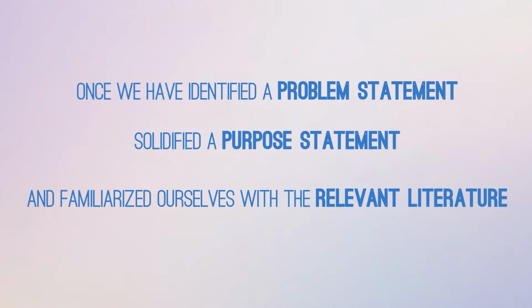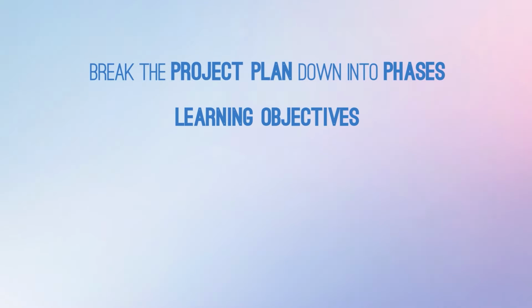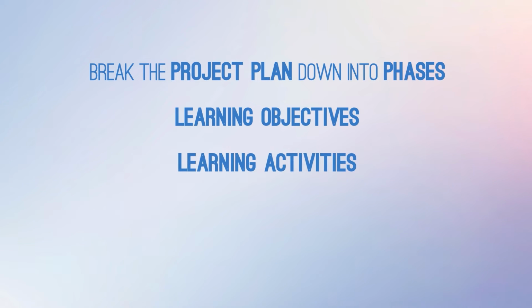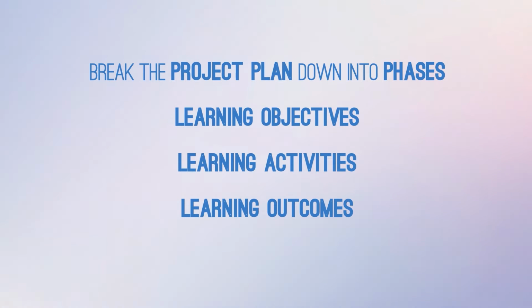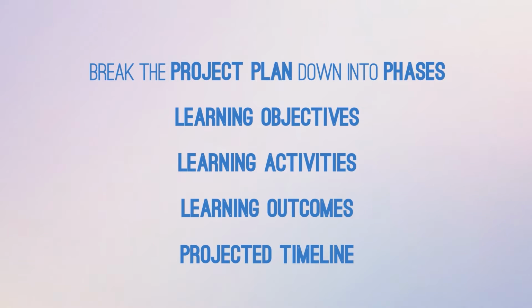Once we have identified a problem statement, solidified a purpose statement, and familiarized ourselves with our relevant literature, we are ready to sketch out our project plan. For the project plan, we will want to break down the project into manageable parts or phases. Once we identify phases, we think learning objectives, then learning activities, then learning outcomes, and then projected timeline.